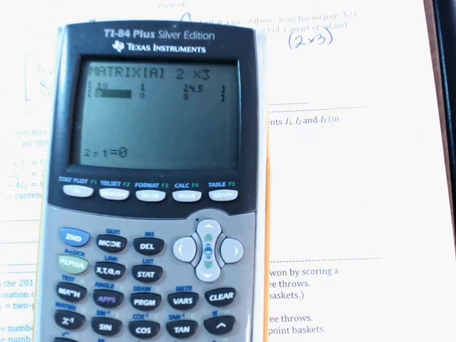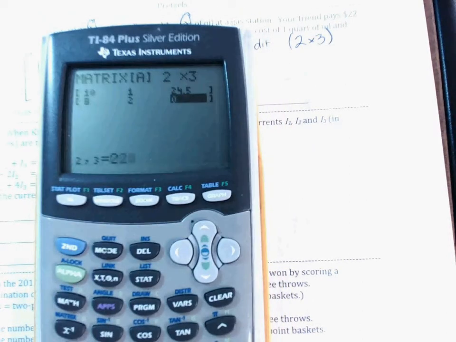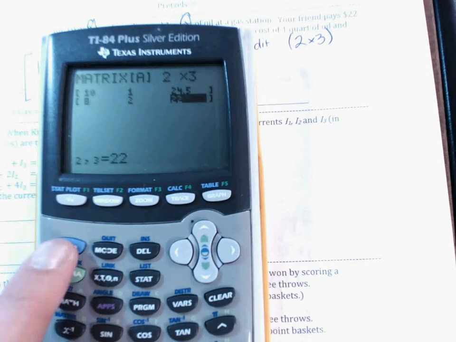10, 1, and then 24.50. Then my bottom row would be 8, 2, and then 22. Got it to there? Okay, you're going to push second quit to get out of your matrix.